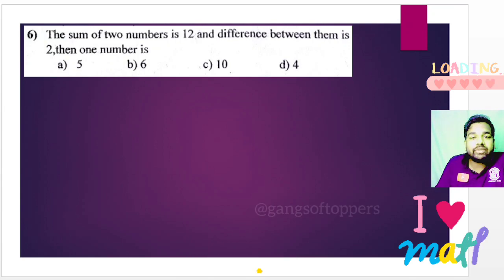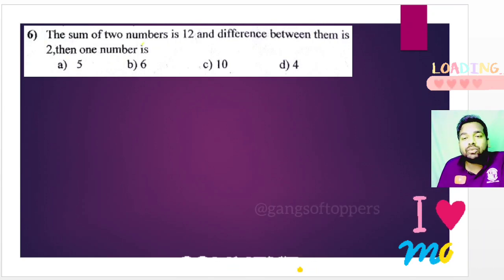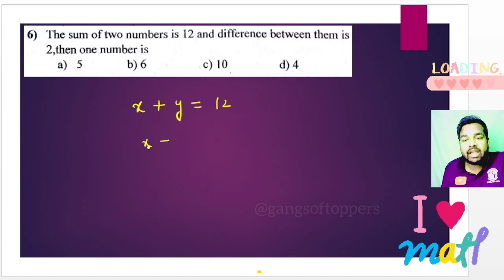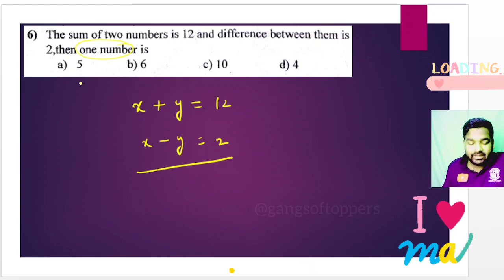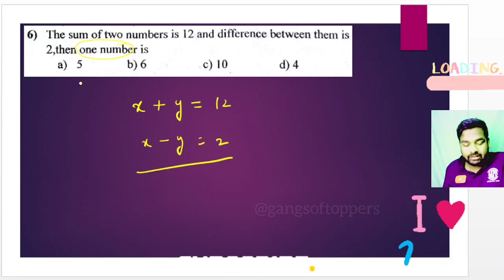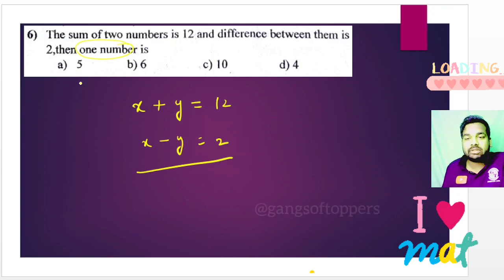Now this is also a very interesting question: the sum of two numbers is 12. Suppose the first number we take as x, and the second number as y. It says the sum of the two numbers is 12, and the difference between the two numbers, x minus y, is equal to 2. Then you are going to find the first number and the second number. We get two equations, this is the first equation and this is the second equation. Just add these two equations.